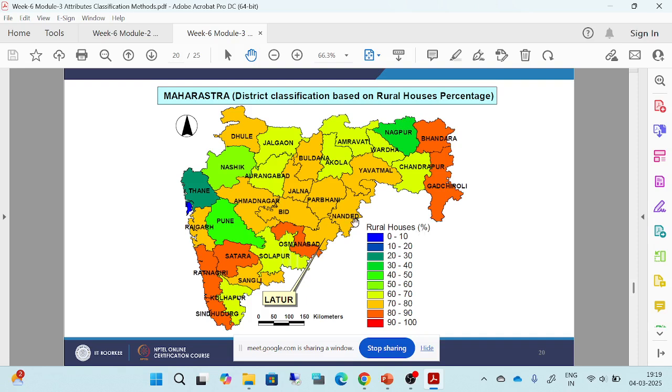The example that sir had given was the earthquake that happened around 30 years back in Latur. If you take a look at this color, that region had 70 to 80% rural houses. What happened was a large number of people died because these houses could not withstand such an event.